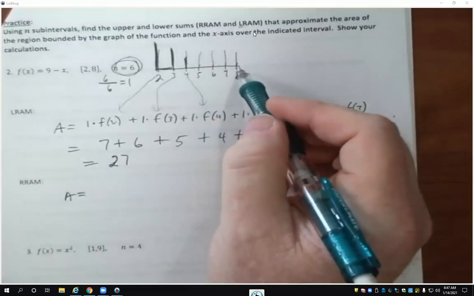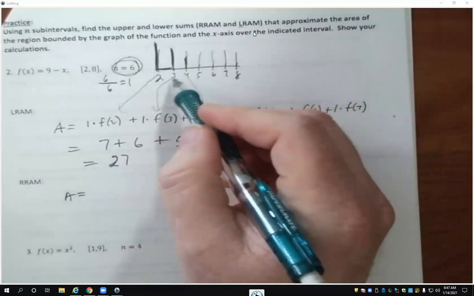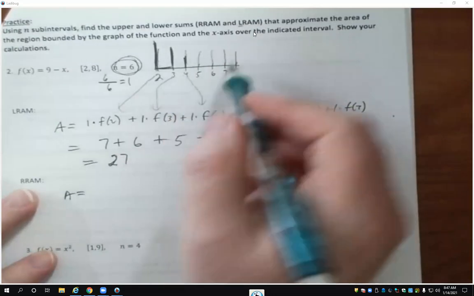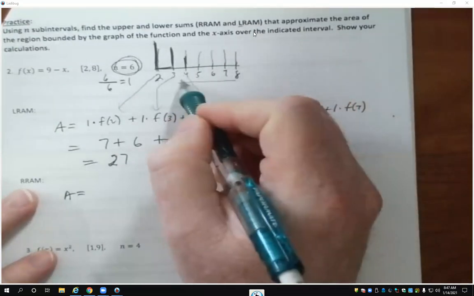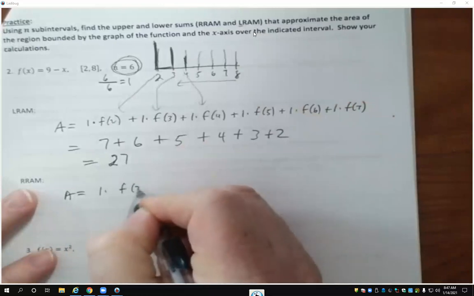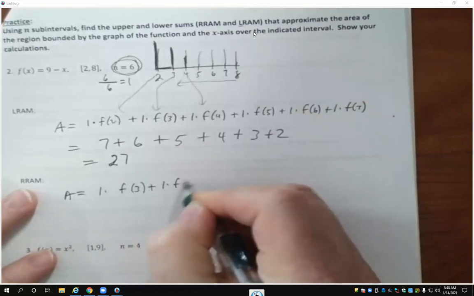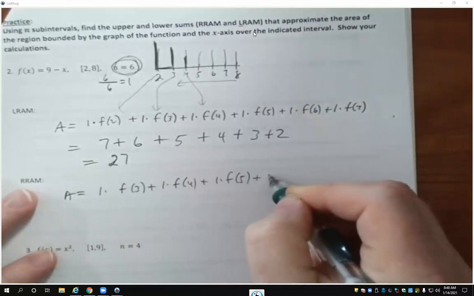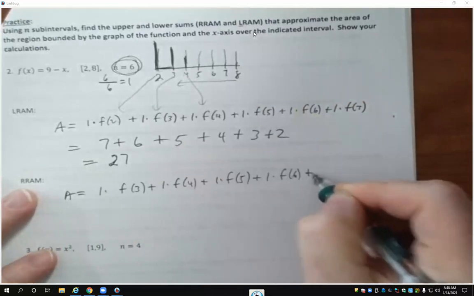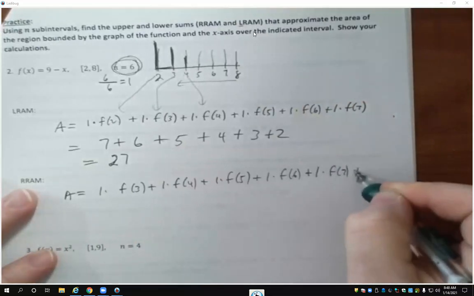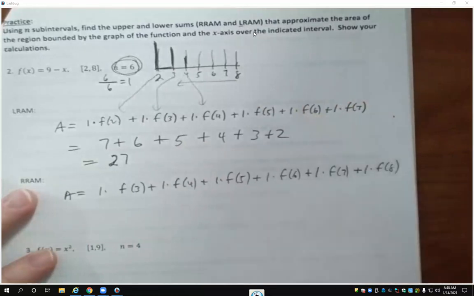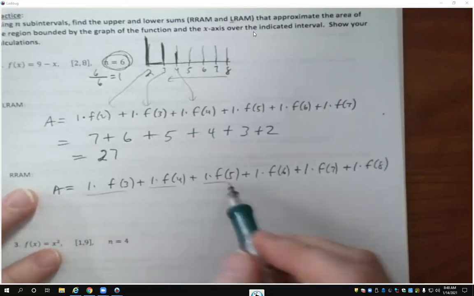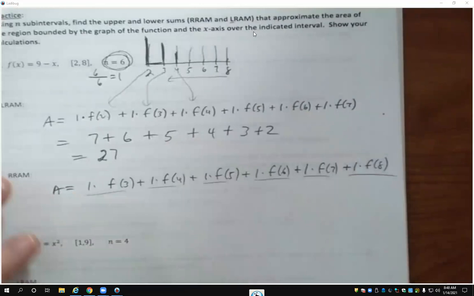Certainly if you want to write f of 8, f of 7, f of 6, f of 5, f of 4, f of 3, you could do it that way. But you're still going to get 6 values because there are 6 rectangles. So we're going from 8 to 3 this time. So it's 1 times f of 3 plus 1 times f of 4 plus 1 times f of 5 plus 1 times f of 6, 1 times f of 7, and 1 times f of 8. Again, you should have 6 values there: 1, 2, 3, 4, 5, 6.